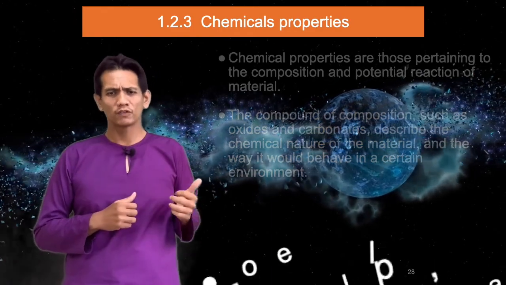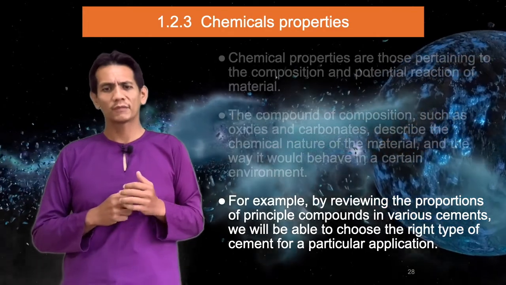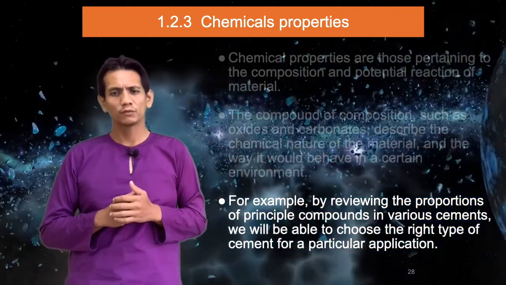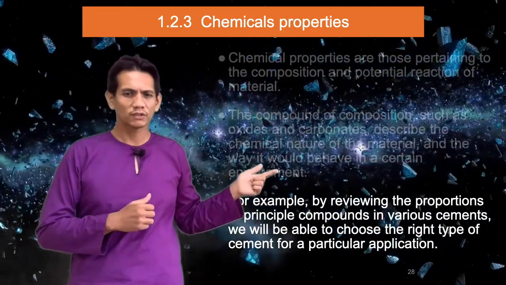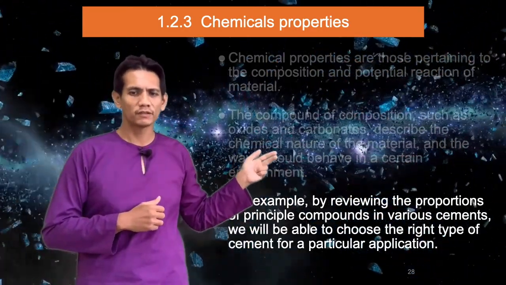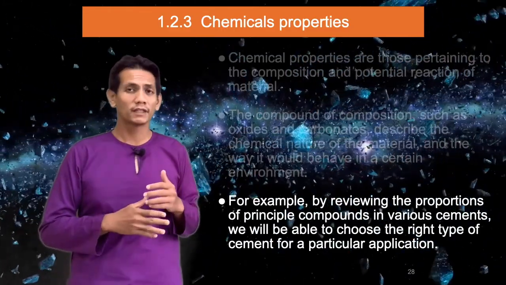So the compound of the composition, such as oxide and carbonates, describe the chemical nature of the material and the way it will behave in certain environment. For example, by reviewing the composition of principal compounds in various cements, we will be able to choose the right type of cement for a particular application.